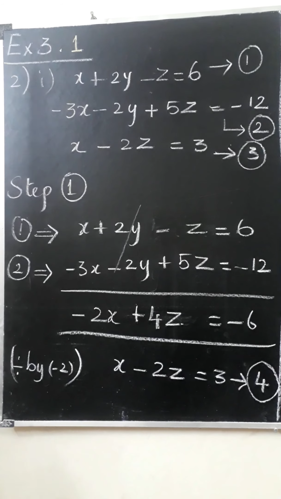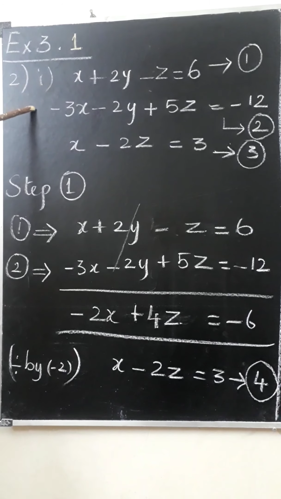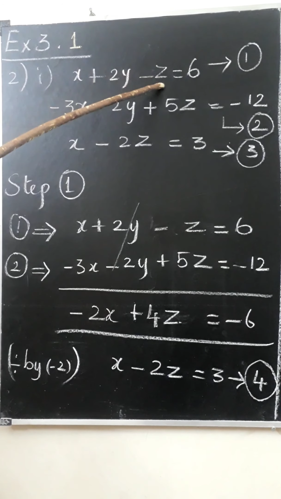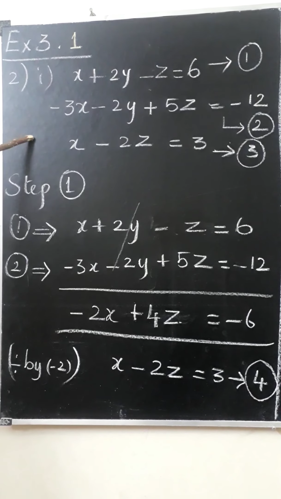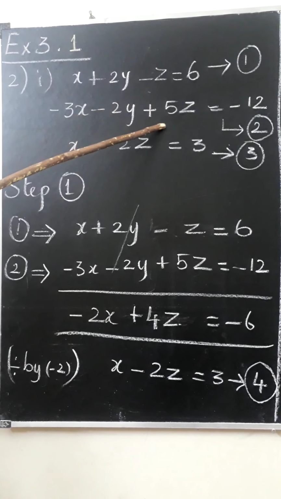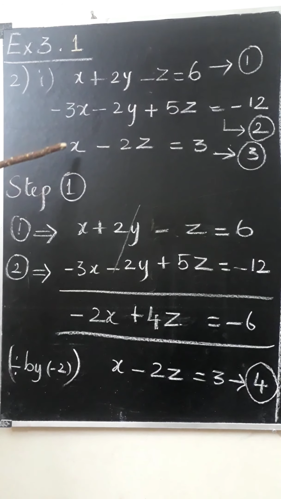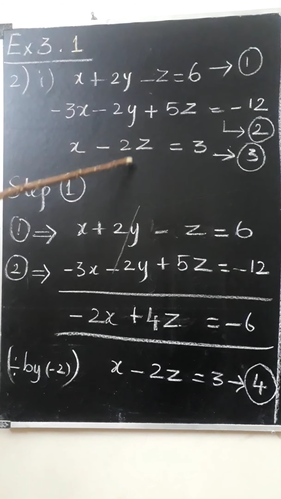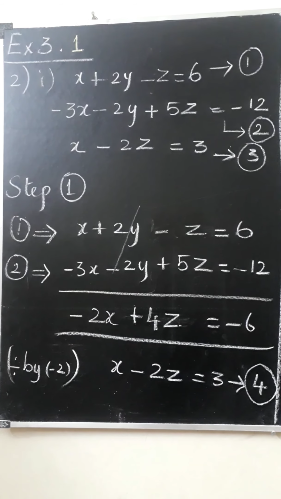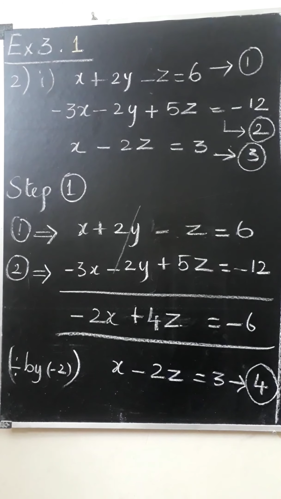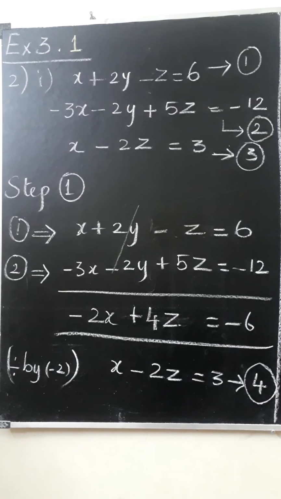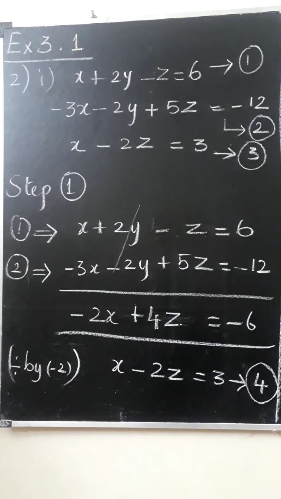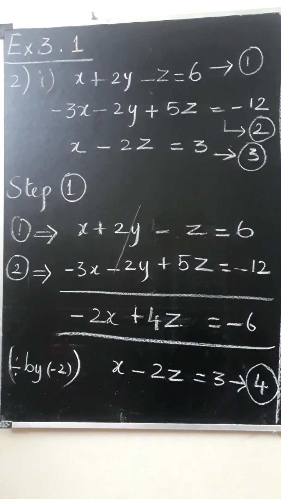So in exercise 3.1 second sum, the first subdivision is x plus 2y minus z is equal to 6, minus 3x minus 2y plus 5z is equal to minus 12, x minus 2z is equal to 3. Three equations are given. You are asked to find the nature of the solution. The nature of solution may be infinite, unique, or no solution. Here what type of solution will come, let us see.